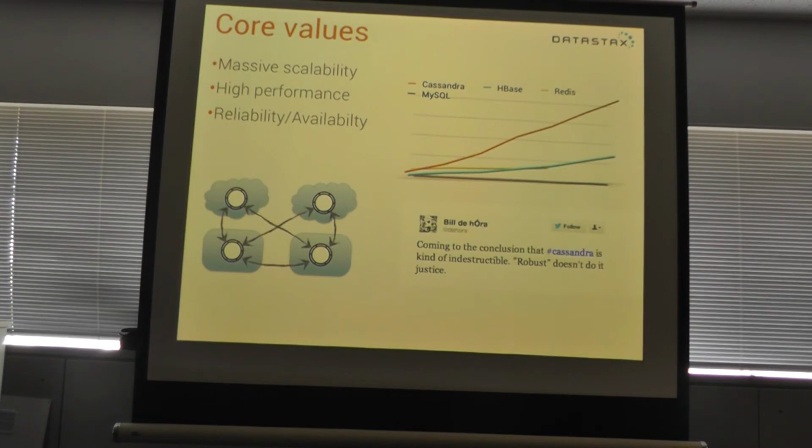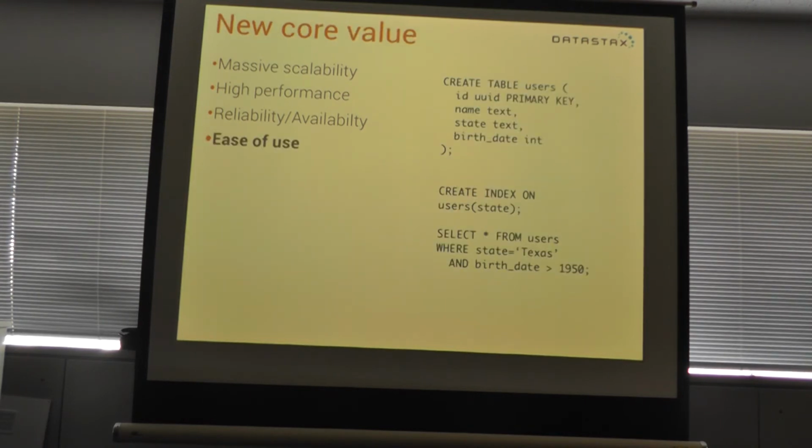For the first 4 years that I've been working on Cassandra, we were primarily concerned with 3 core values: availability, scalability, and performance. This past year, in 2013, we focused on a new core value, on ease of use. One of the primary ways that we focused on ease of use was by adding the Cassandra query language.